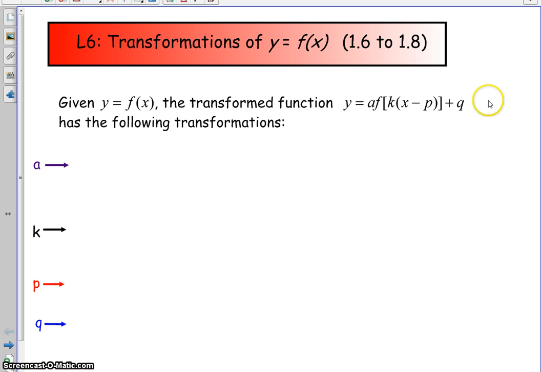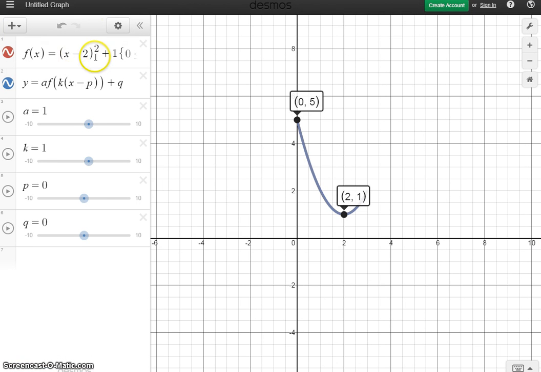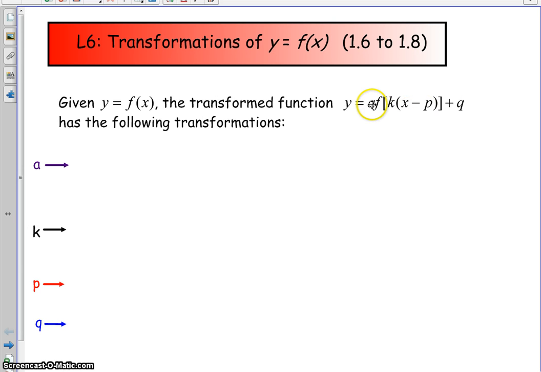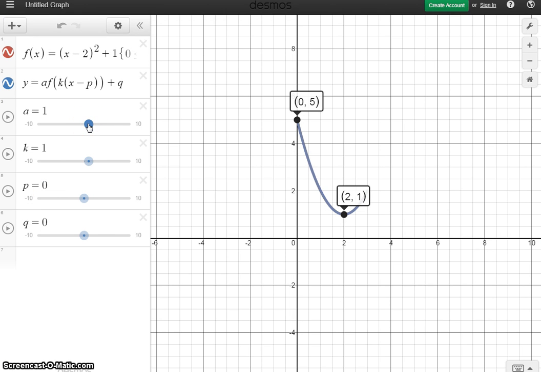Okay, now looking at a generic transformed function right here. So again, this f here could be any function. In the particular case of your investigation, it was this parabola right here. But I just want you to take a look at and think what a, k, p, and q each do. Okay, let's start with a. So going over here, if I change a, let's say I make a larger.